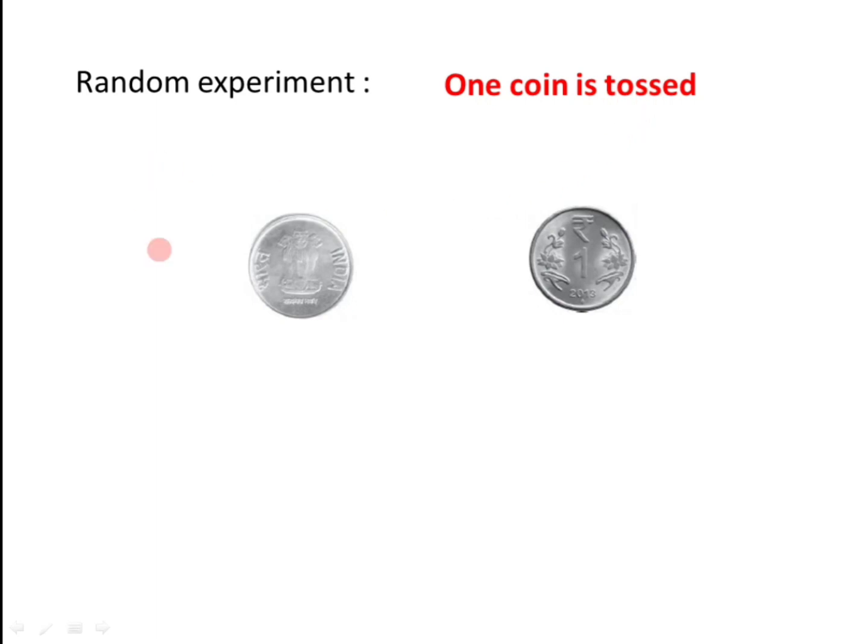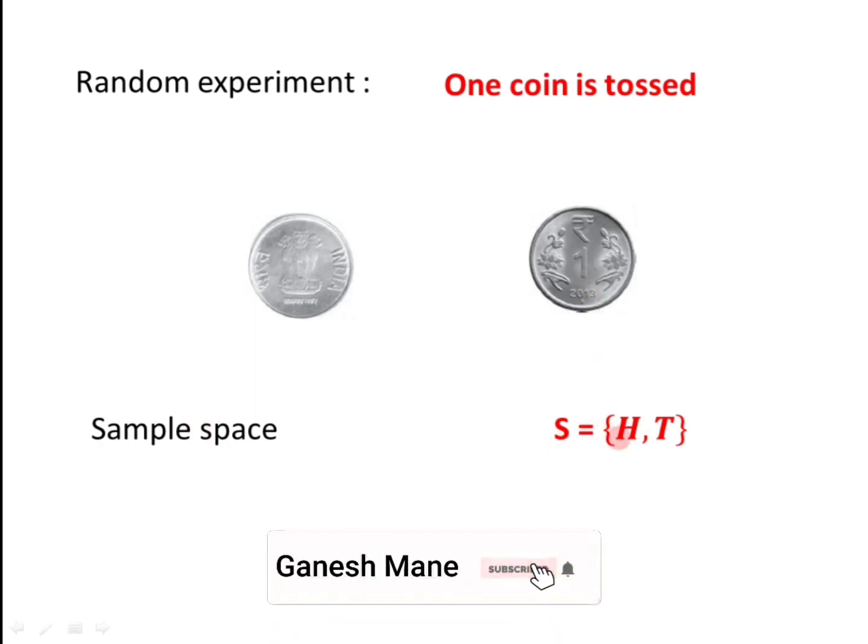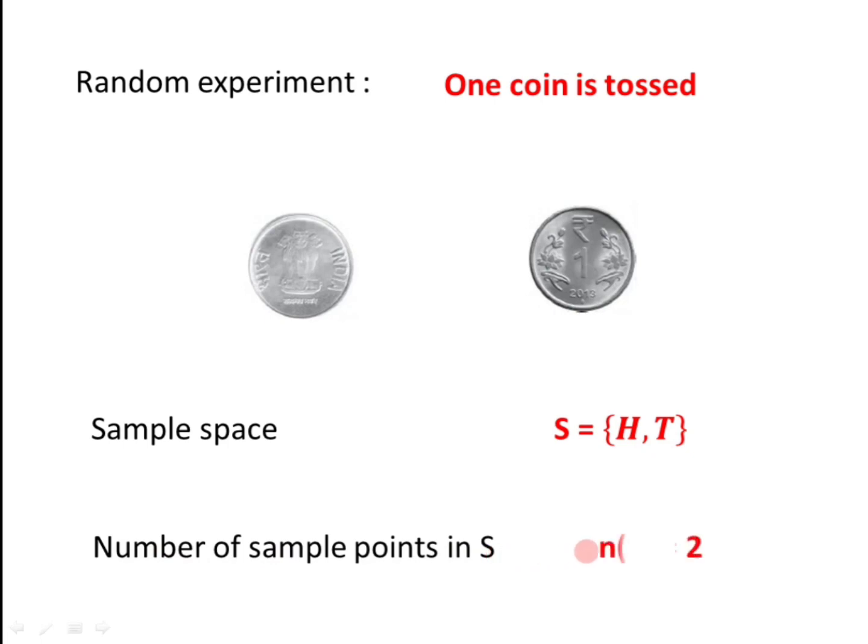One coin is tossed. So for this one, the sample space would be S = {H, T}. H for heads and T for tails. That means sample space is denoted by the letter S. We have to write the sample points in curly brackets. So here we have written S = {H, T}. These are the outcomes for this random experiment. So the sample space is S = {H, T}. And as you can see here, there are two possible results. That means there are two outcomes for this random experiment. Therefore, the number of sample points in set S is n(S) = 2.